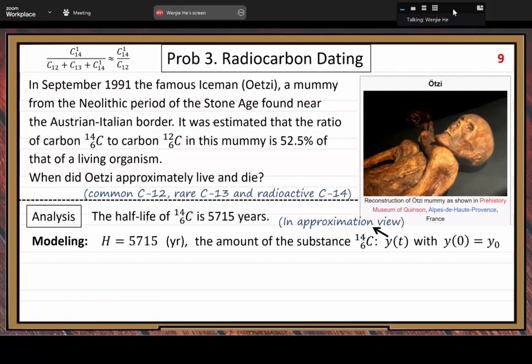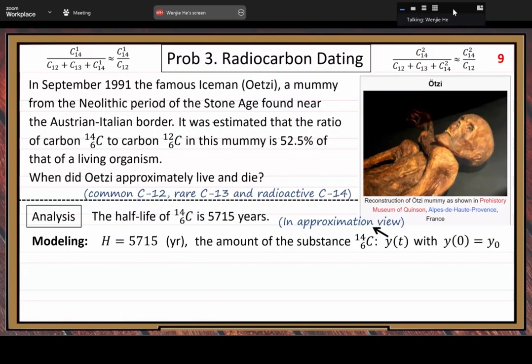The death time: after the organism was dead, immediately, that time is T equals 0, and that time we measure. That one is the living ratio, right? So there are 2 ratios.